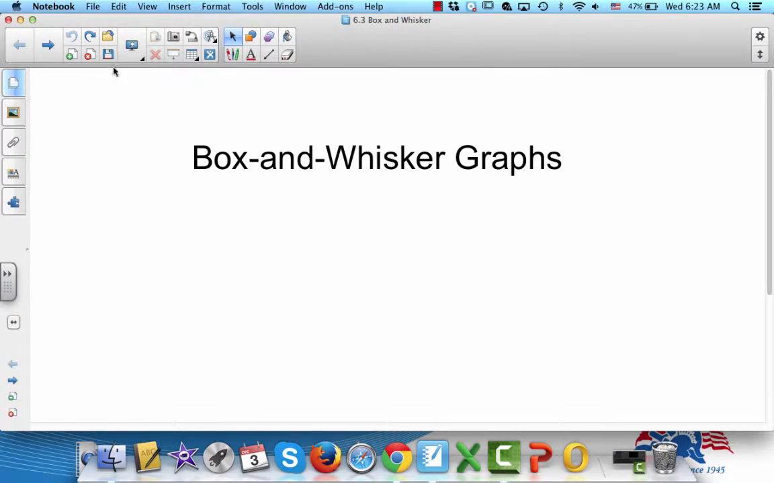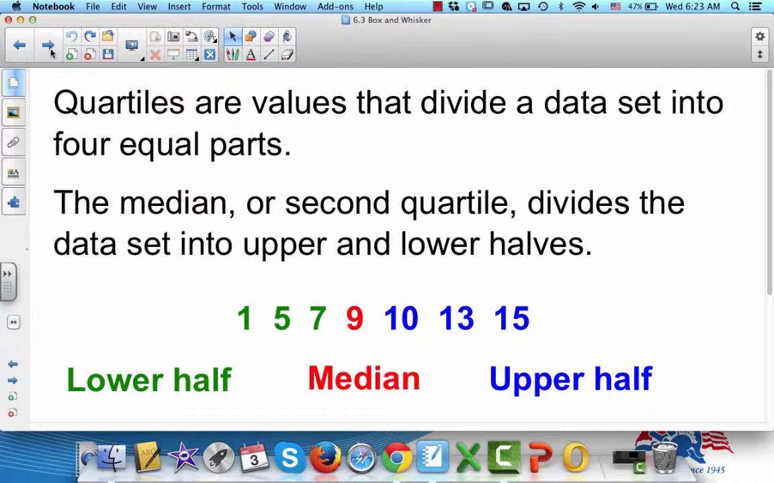Okay, we're going to be studying box and whisker graphs. First thing we're going to talk about are quartiles. Quartiles are values that divide a data set into four equal parts. Quartile is similar to a quarter. There are four quarters in a year, four quarters in a basketball game, that kind of thing. So a quartile means it divides it into four equal parts.